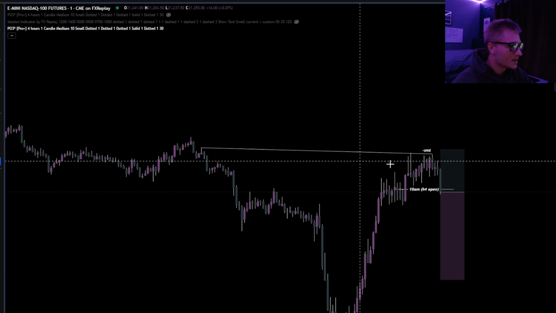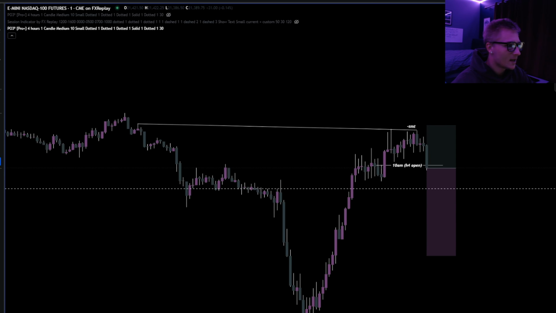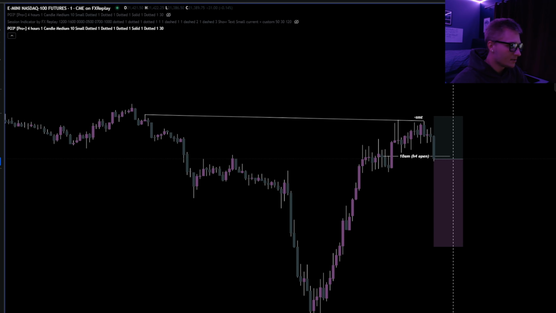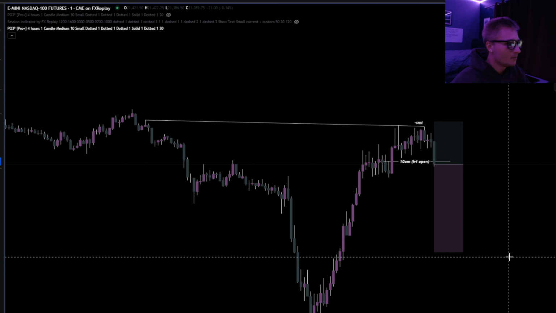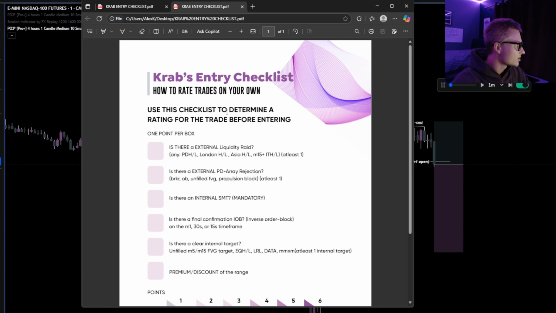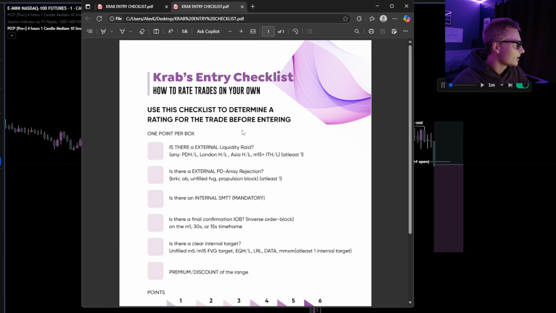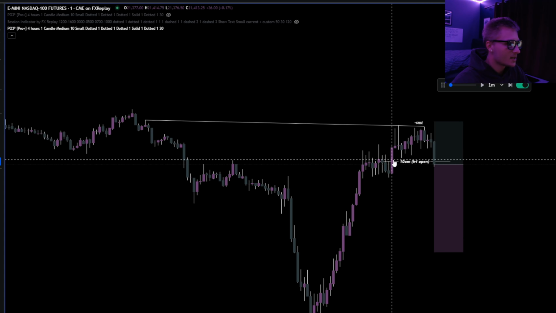But yeah, after the SMT's in, after we get a shift in structure, here we had an inverse order block. That will be my short entry. And obviously this has to be following your higher time frame bias, as well as having your entry boxes checked off from my checklist. But I'm not going to talk about this too much because I will make a separate video going over this checklist and everything like that. But for right now, I just want to help you guys to visualize that 4-hour candle.